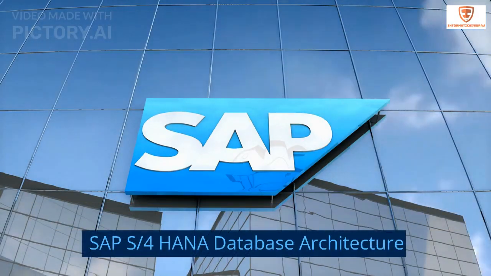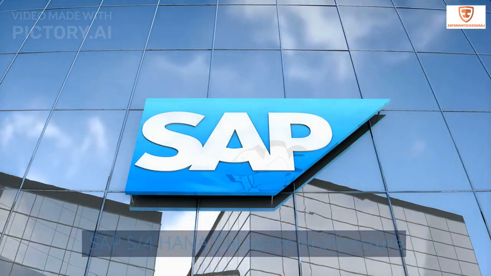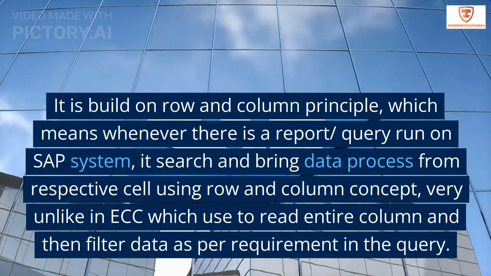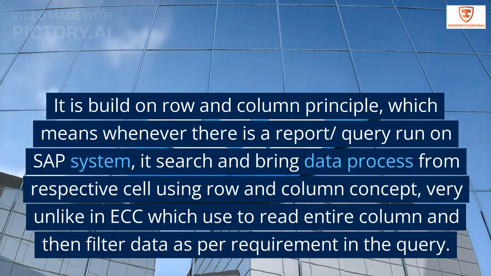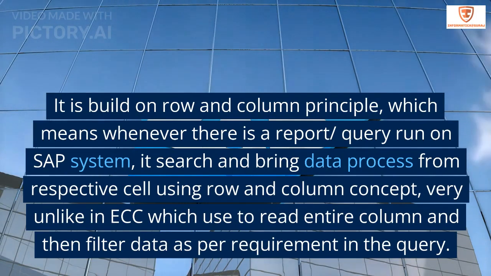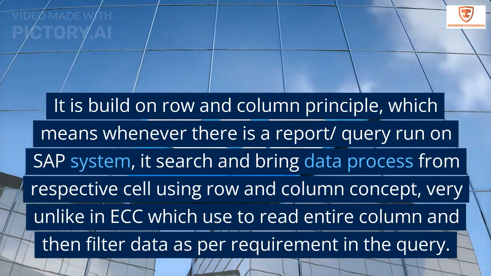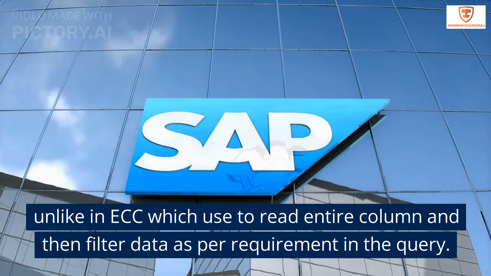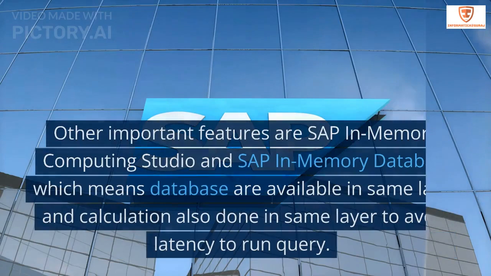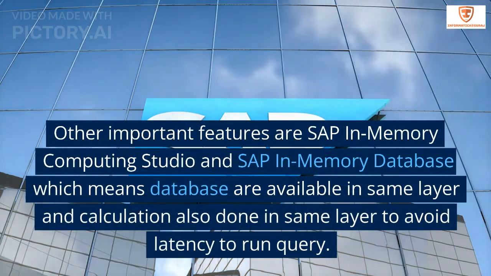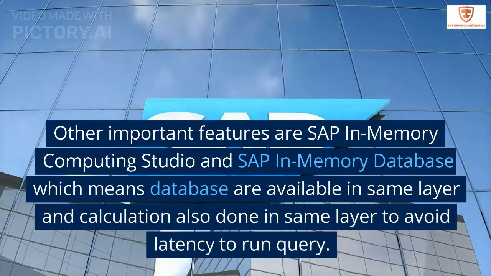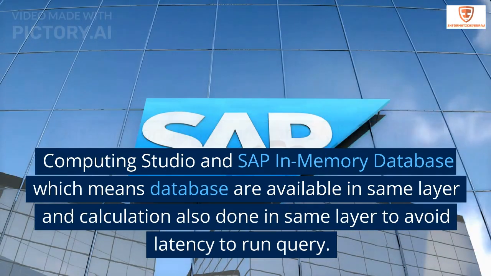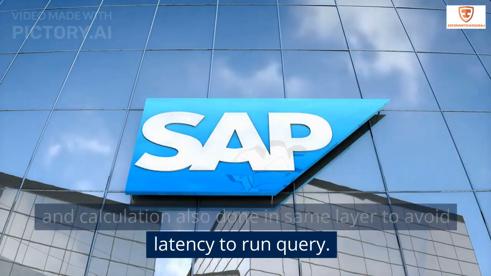SAP S/4HANA Database Architecture. It is built on the row and column principle, which means whenever a report or query is run on the SAP system, it searches and brings data from the respective cell using the row and column concept, very unlike ECC which used to read the entire column and then filter data as per the requirement in the query. Other important features are SAP In-Memory Computing Studio and SAP In-Memory Database, which means the database is available in the same layer and calculation is also done in the same layer to avoid latency when running a query.